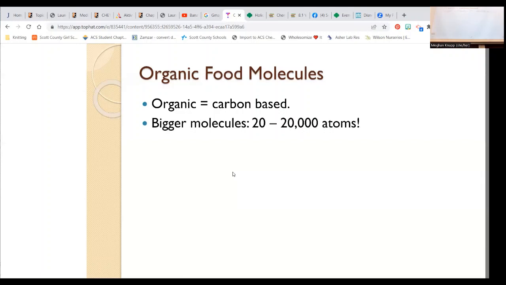So these molecules tend to be bigger. Our water molecule just had 3 atoms in it. Our food molecules that have carbon in them tend to be anywhere from 20 atoms to 20,000 atoms. Okay, so much bigger molecules. So we are going to start by talking about the smaller ones, and then on Thursday we'll talk about the larger ones.